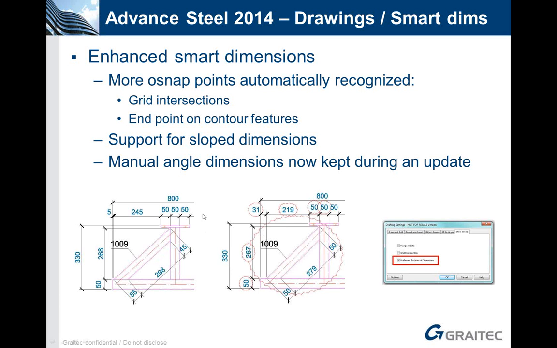For horizontal, all these dimensions have been created manually, and you have the drawing before the update and the drawing after the update. And you see it works fine also for sloped dimensions. So this is a nice feature we have here with Advanced Steel 2014. It works fine also for manual angle dimensions, which are kept and updated during a drawing update.